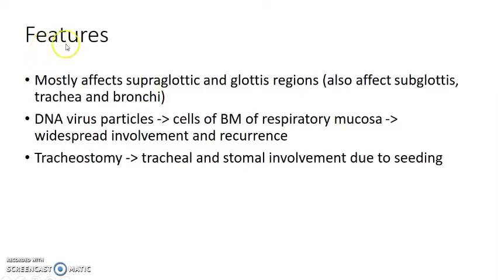Now let us see about the features of juvenile laryngeal papillomatosis. It mostly affects the supraglottic and glottis regions. It can also affect the subglottis, trachea and bronchi. The DNA virus particles are present in the cells of the basement membrane of respiratory mucosa. This is thought to be the reason for the widespread involvement and recurrence of this condition. In children who have undergone tracheostomy, there is a risk for tracheal and stomal involvement due to seeding.